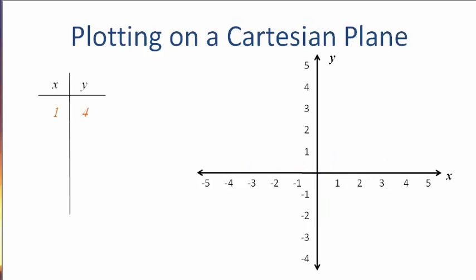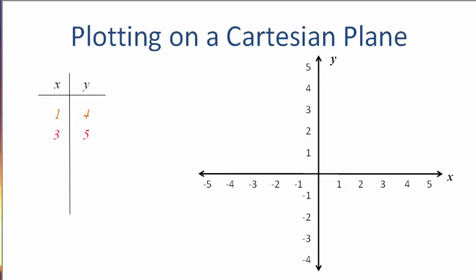So let's plot a couple points here. Let's begin by plotting the point (1, 4). The x value is 1, so we would go over by 1, and the y value is 4, so we would go up by 4, and we would get our point (1, 4). Let's do another point, (3, 5). The x value is 3, so we would go over by 3. The y value is 5, so we would go up by 5, and we would plot our point right there.